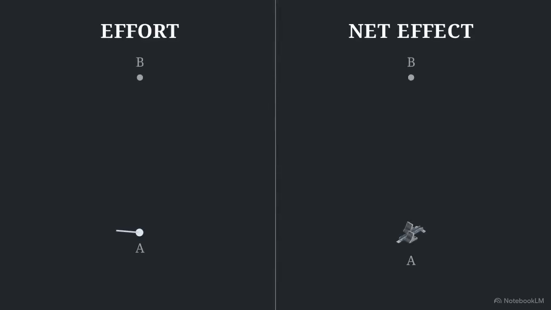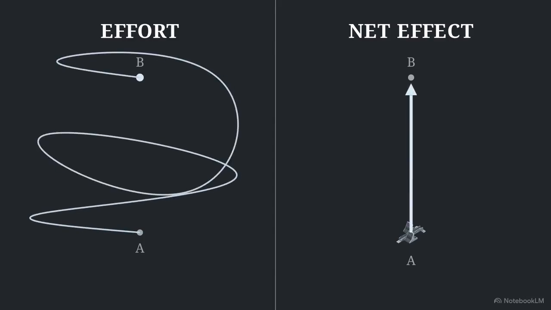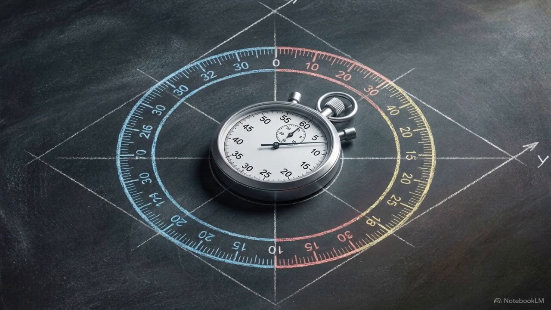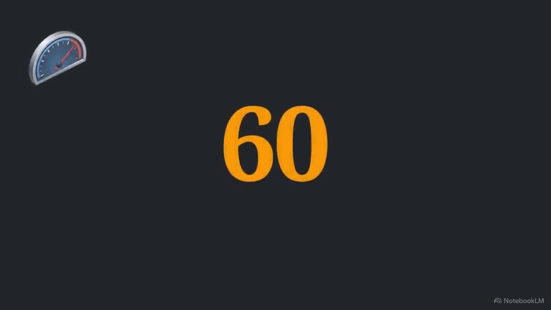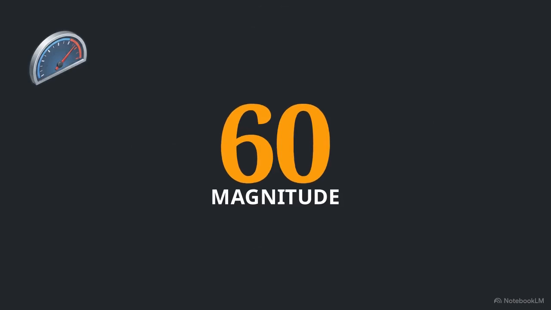Resolving this paradox requires mathematically separating the physical effort of movement from the net effect of that movement. We establish our analytical framework starting with the first metric, which is speed. Speed is defined strictly as the rate at which an object covers distance over time. It is a scalar quantity. A scalar possesses magnitude, a numerical value, but it is entirely blind to direction. It only measures how much.